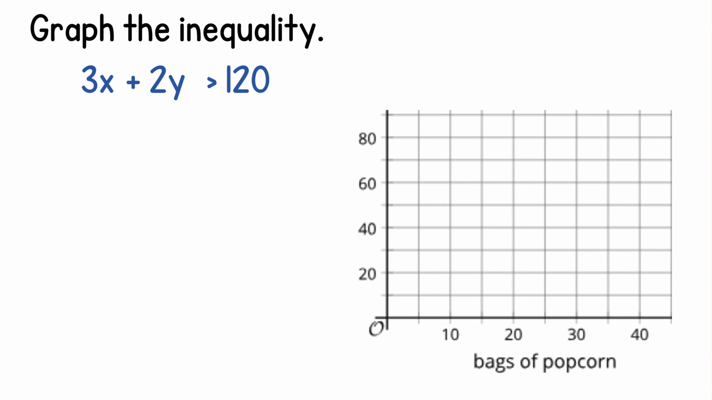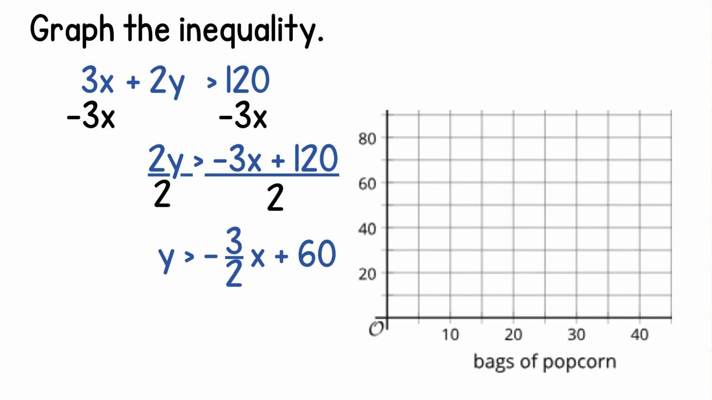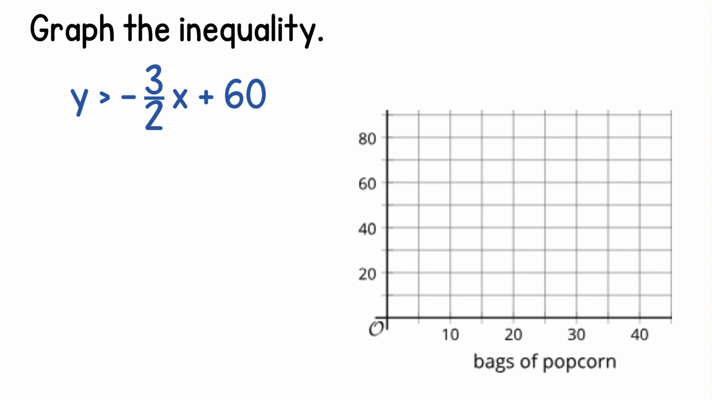First, we'll put it in slope-intercept form. So we'll start by subtracting our x term from both sides. This gives us 2y is greater than negative 3x plus 120. Now we'll divide by our coefficient of y, and we get y is greater than negative 3/2 x plus 60. Now let's graph it since it's in slope-intercept form.